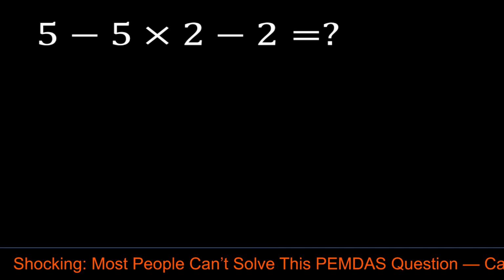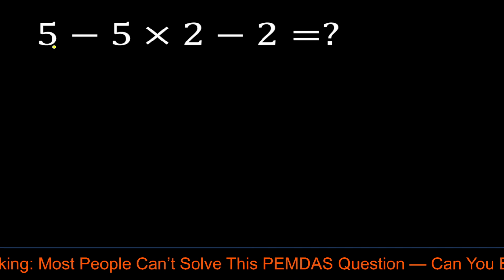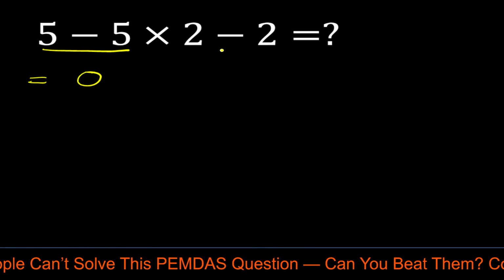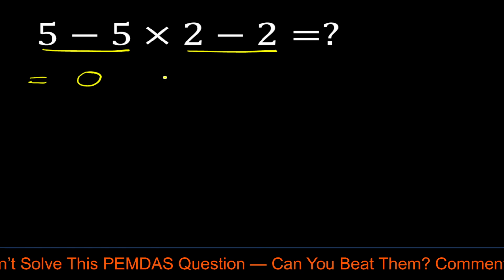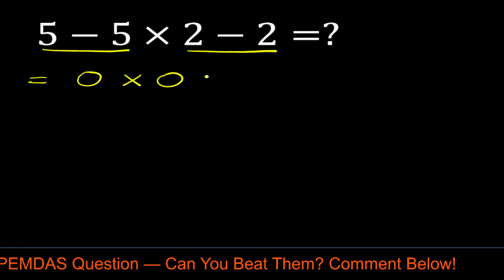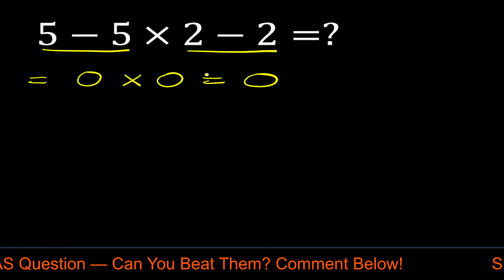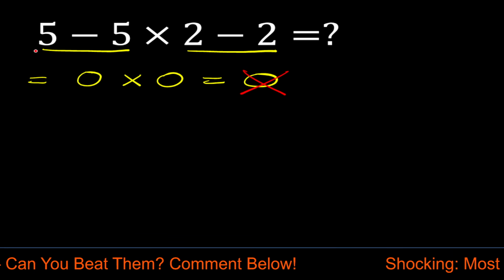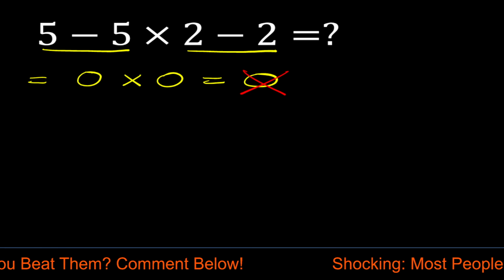So most people solve this question like 5 minus 5. So 5 minus 5 is equal to 0, right? Then 2 minus 2. So 2 minus 2 is also equal to 0. Now 0 times 0. So 0 times 0 is equal to 0, right? But this answer is not correct. This answer is completely wrong.